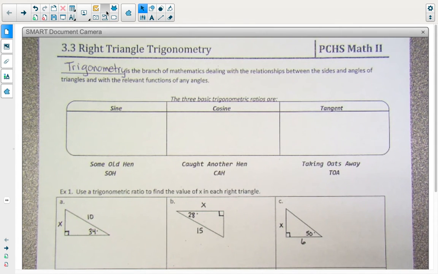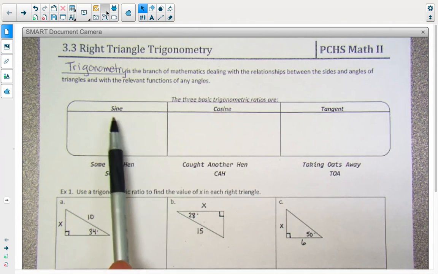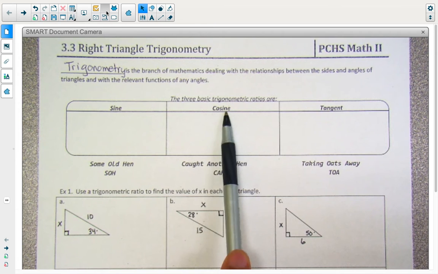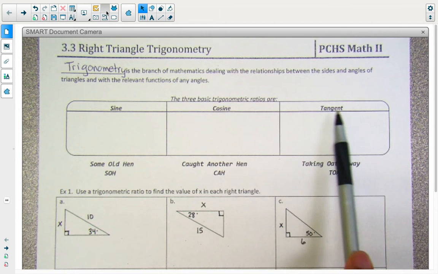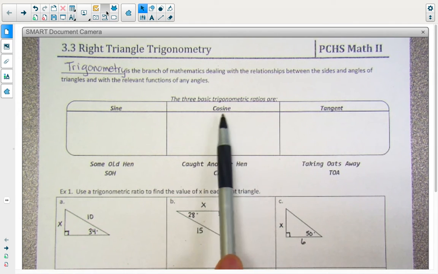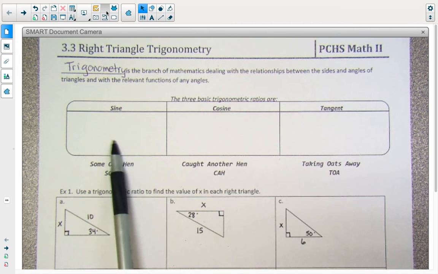Trigonometry is the branch of mathematics dealing with the relationships between the sides and angles of triangles and with the relevant functions of any angles. So, it deals with how our angles and our sides are related in a triangle. There are three basic trigonometric ratios that we need to know. The first one is sine, the second one is cosine, and the third one is tangent. So sine, cosine, tangent. Let's start with sine.